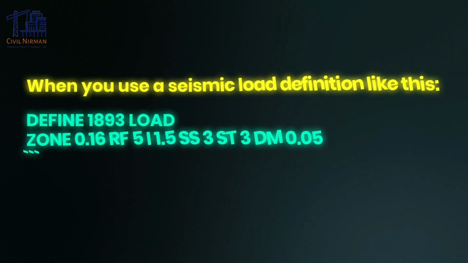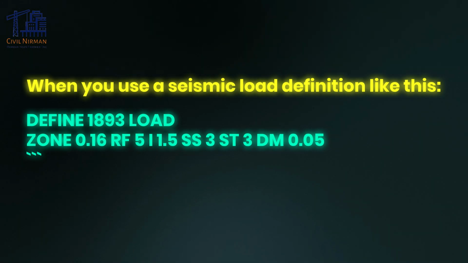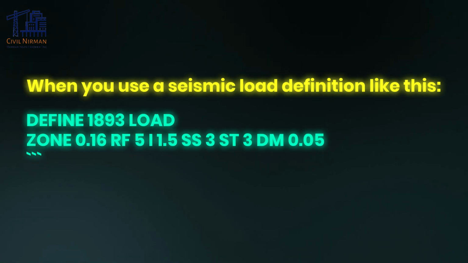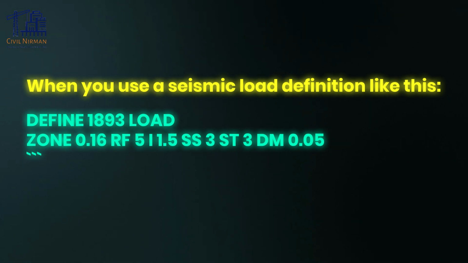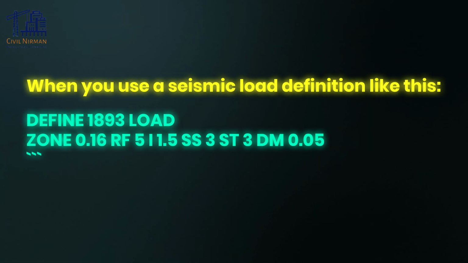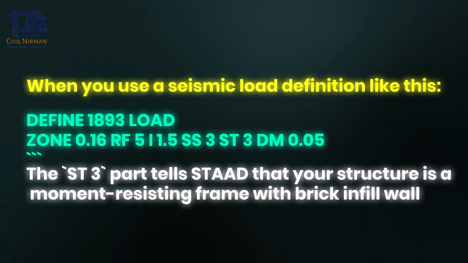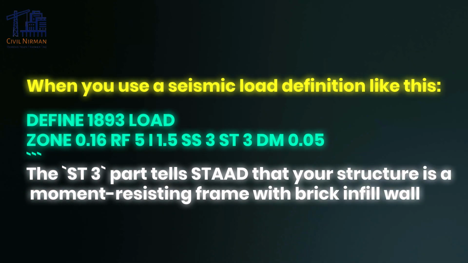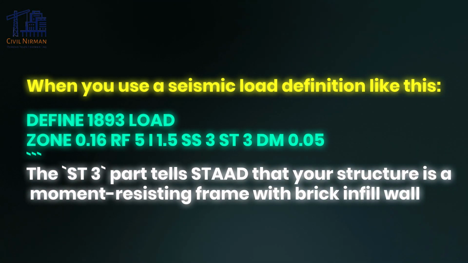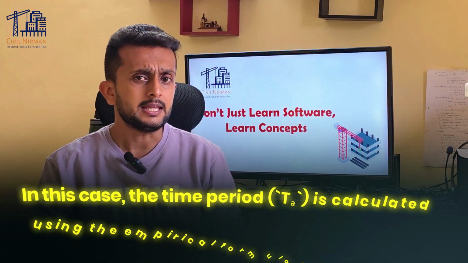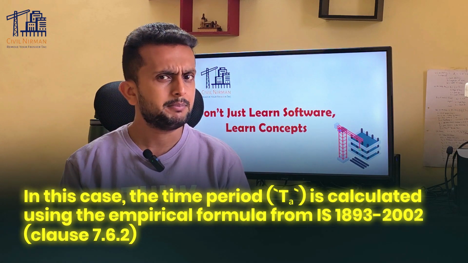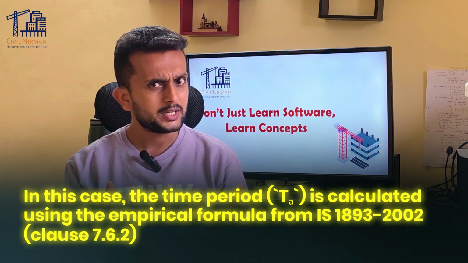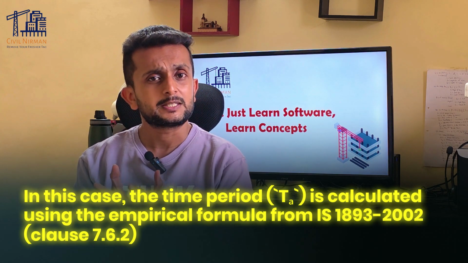So here is what is really happening. When you use a seismic load definition like this, let me show you the STAAD editor part that defines the IS 1893 load. The syntax is displayed over here. And you can see that the ST3 part tells that your structure is a moment resisting frame with brick infill walls. In this case, the time period is calculated using the empirical formula from IS 1893 clause 7.6.2.